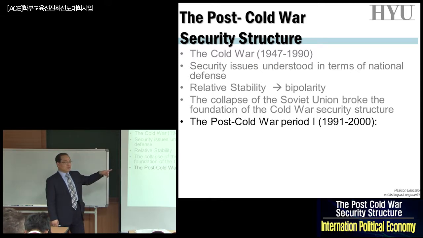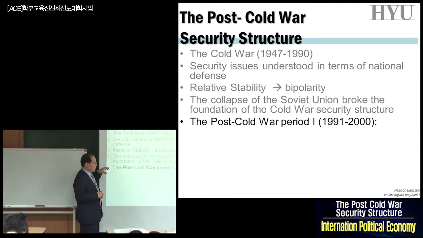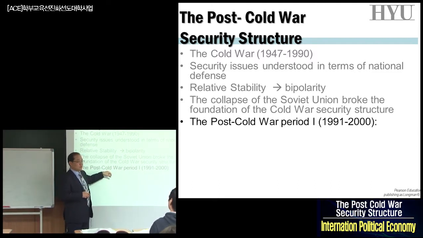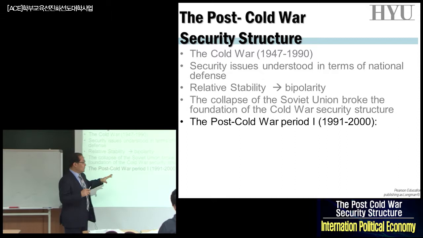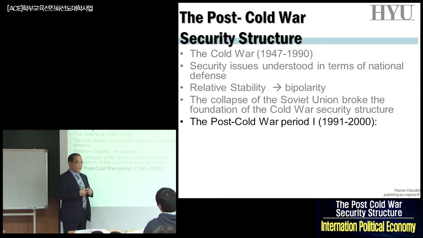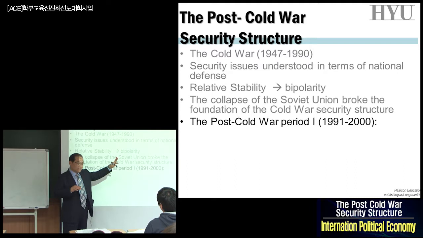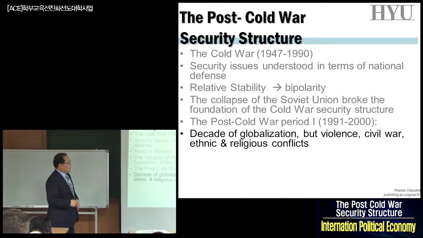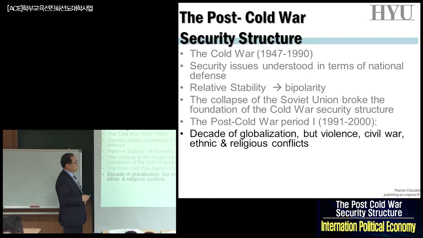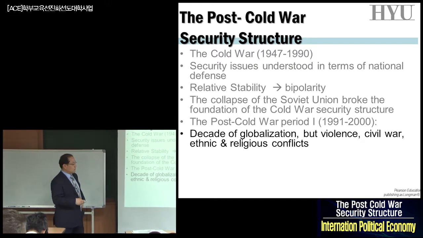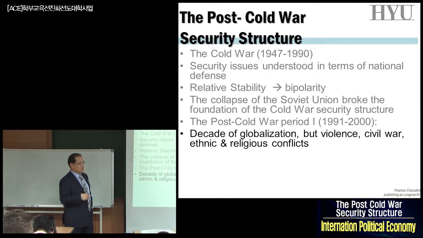Period 1 is 1991 to 2000. We need to provide details for each period. We are going to do that. Then how do we distinguish these different periods? Like I said, non-traditional security issues, then balance of power. Based on these things, we need to distinguish different periods. Like I said, violence, civil war, ethnic conflicts, these define the post-Cold War security structure.